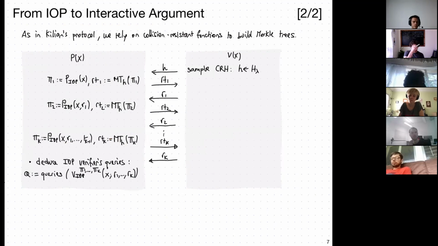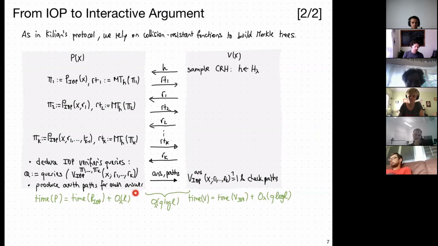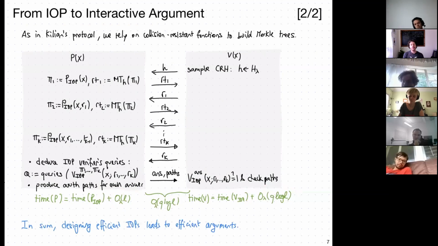And at the end, we can reveal the last amount of randomness, which will determine the verifier's queries. So what the prover can do is look at the set of queries and produce an authentication path for each answer that it provides, and send the answers to the queries plus the paths. We then check these authentications and invoke the verifier with respect to the queries that we've gotten. As you can see, the time complexity behaves exactly as you'd expect in this setting. We're only paying a factor of q times log of the proof size, so this is quite desirable. In some sense, it means that if we design efficient IOPs, then this leads to efficient interactive arguments.